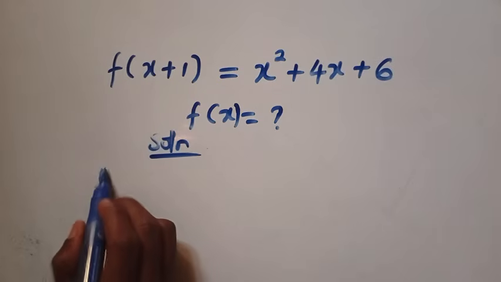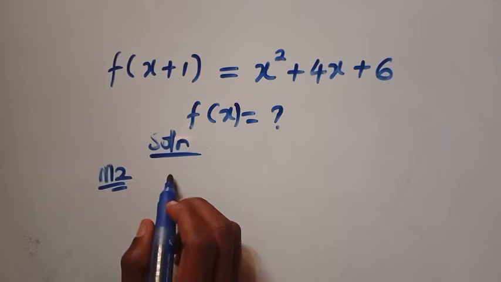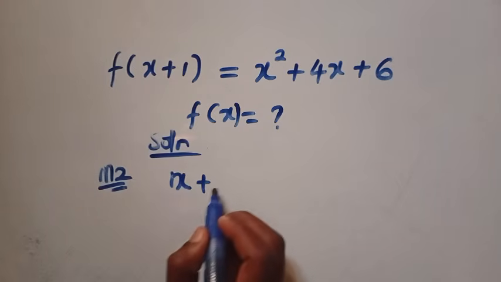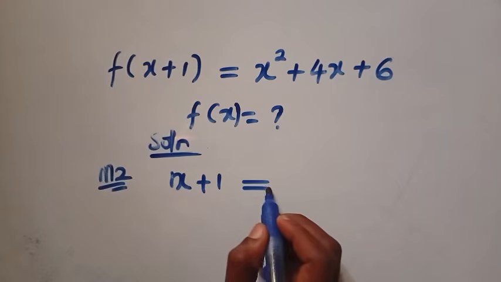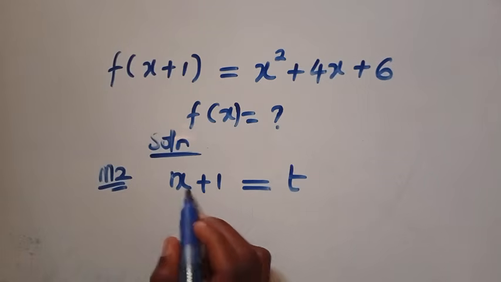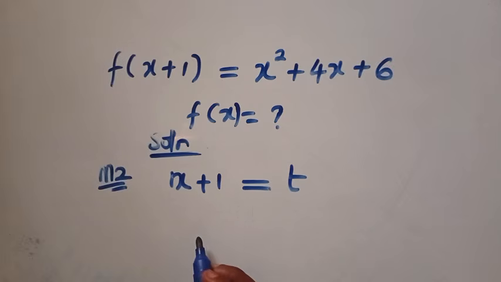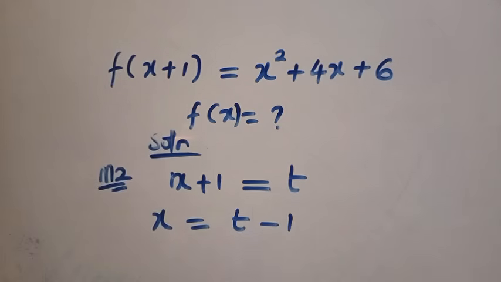Here we have method 2. We are going to be applying the substitution method here. At first, we have x plus 1, and if I let it equal t, then I make x the subject of the formula by subtracting 1 from both sides. So here we have x equals t minus 1.